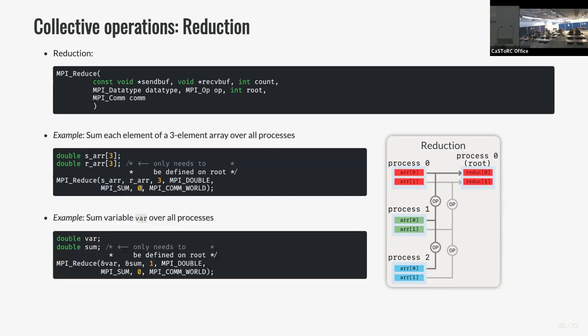Similarly, if you have scalar variables, so this is not an array anymore, but just single scalar variables, then you have to use the ampersand to specify that this is a pointer to the variable var and a pointer to the variable sum.